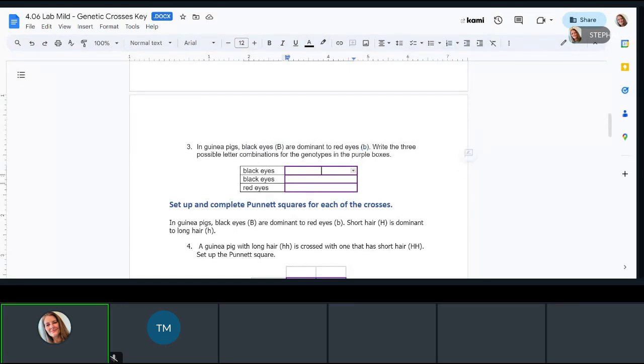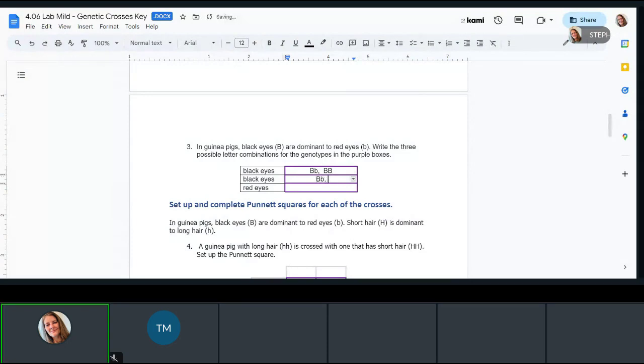So if the guinea pig has black eyes, what would the genes be? What would one type of gene be? Okay, it's one of those, but it has to have a gene from the other parent too. So what might the other parent have given them to make it have black eyes? Could be a small b, but what if the other parent had a big B too? Could be two big B's, right? Could have been big B, big B, or big B, little b. If it's two options, right?